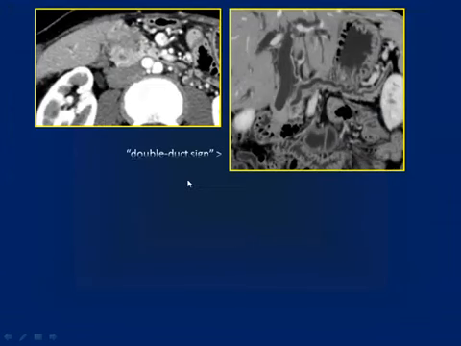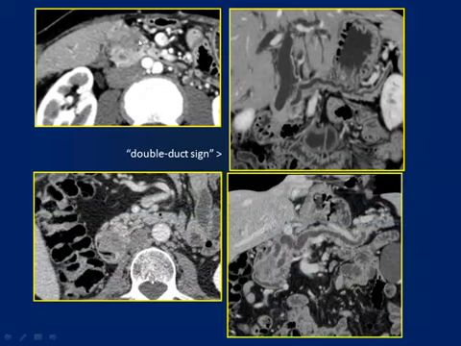So this is the typical double duct sign, dilation of the common bile duct and the Wirsung duct caused by a pancreatic tumor, a pancreatic adenocarcinoma, which causes this type of obstruction. Alternatively, the same feature can be caused by a tumor located at the level of the papilla, as shown in this slide, where we see the dilation of the main pancreatic duct and the dilation of the common bile duct.